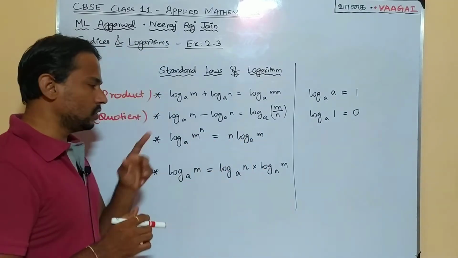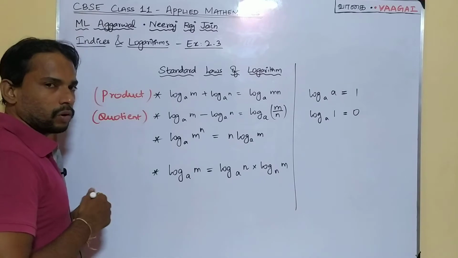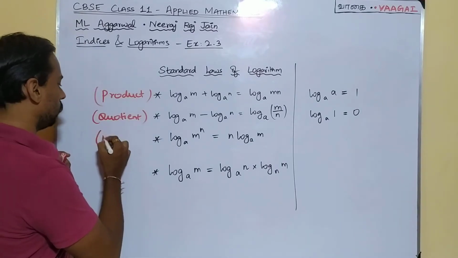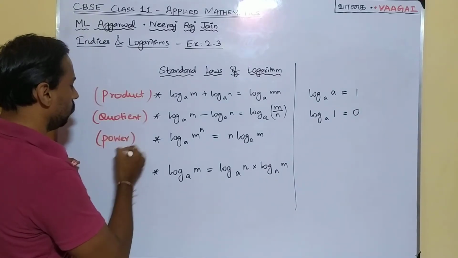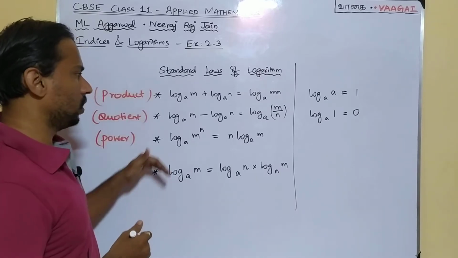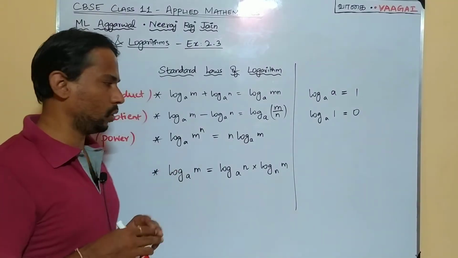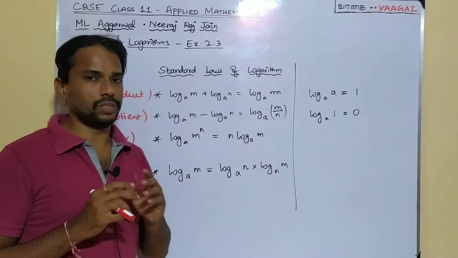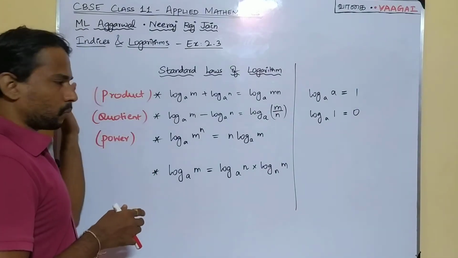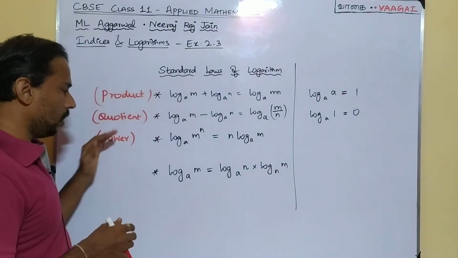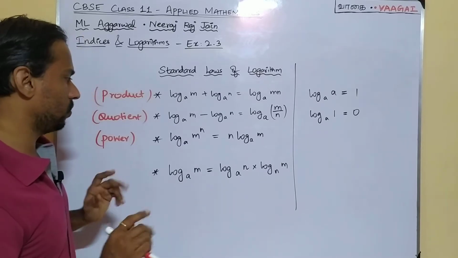Since we play with powers here, this law is what we call the power law, or power rule of logarithm. So the first three are going to be very standard, very important. These are the first three things, and they are called the product law, quotient law, and power law. I hope it is very clear to you.